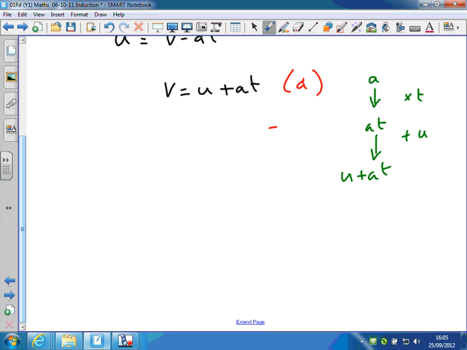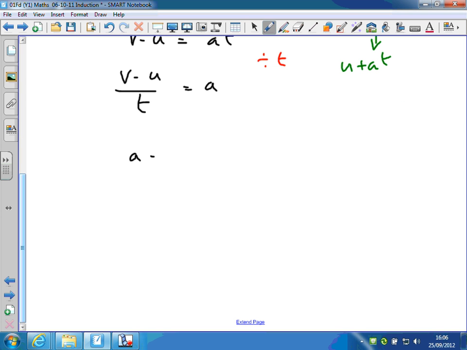So I subtract U, and I get V minus U equals AT. Now I divide by T. Okay? So V minus U over T equals A. And that's the formula. A equals V minus U over T.